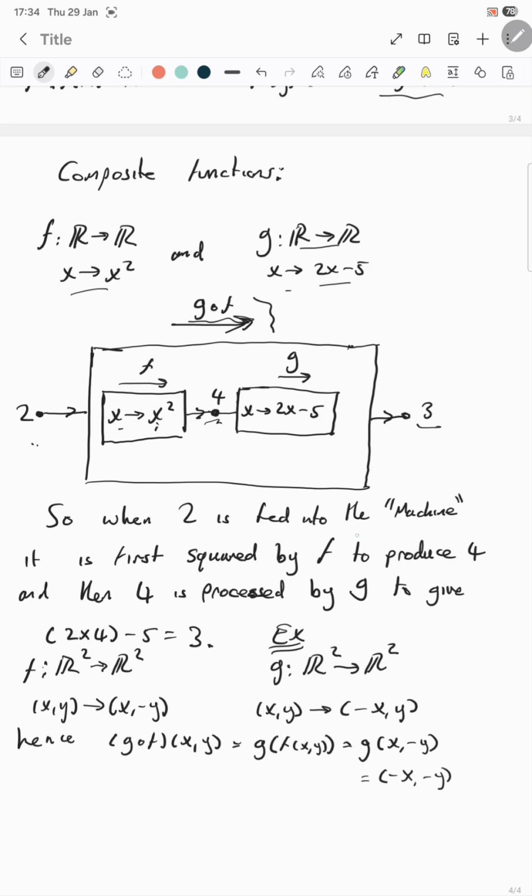So when 2 is fed into the machine, it is first squared by f to produce 4, then 4 is processed by g to give 2 multiplied by 4 minus 5 equals 3. So an example here: f, we're mapping R squared to R, (x, y) to x minus y, hence g o f equals this function here, as we're mapping these two. So that's functions and composite functions.